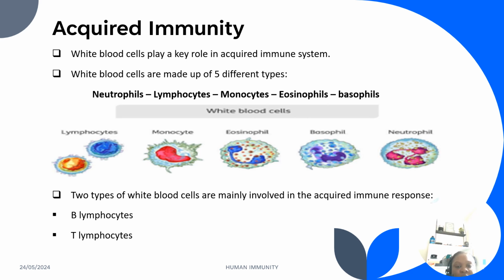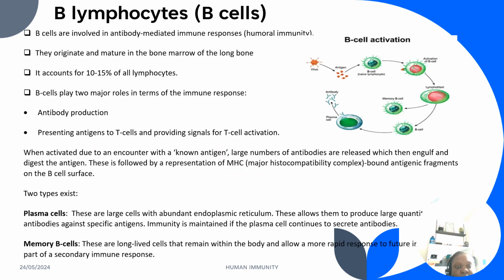All are produced in the bone marrow. The acquired immune system mainly involves two types of white blood cells: the B lymphocyte, or B cell, which accounts for 10 to 50% of all lymphocytes and is activated when it encounters a known antigen. When activated, B cells release huge numbers of antibodies, which then engulf and digest the antigen.